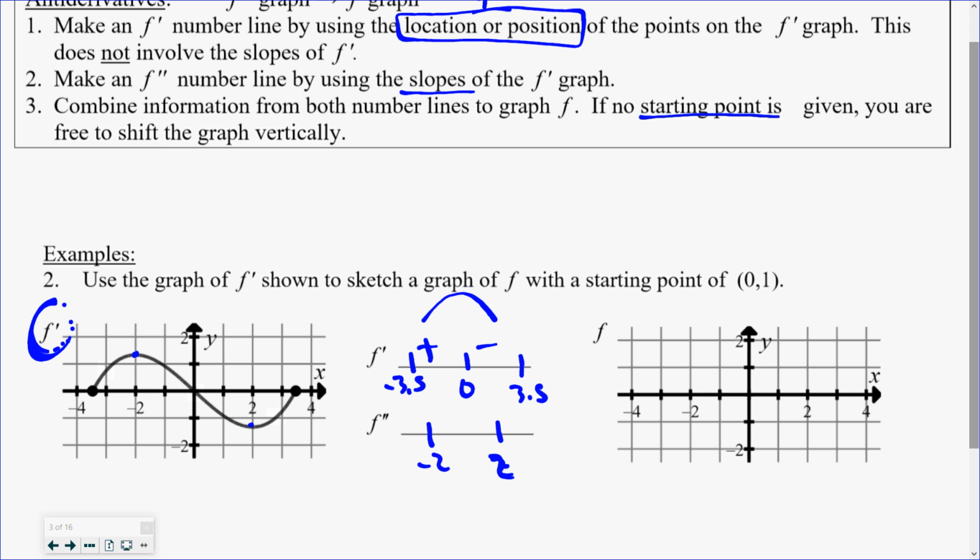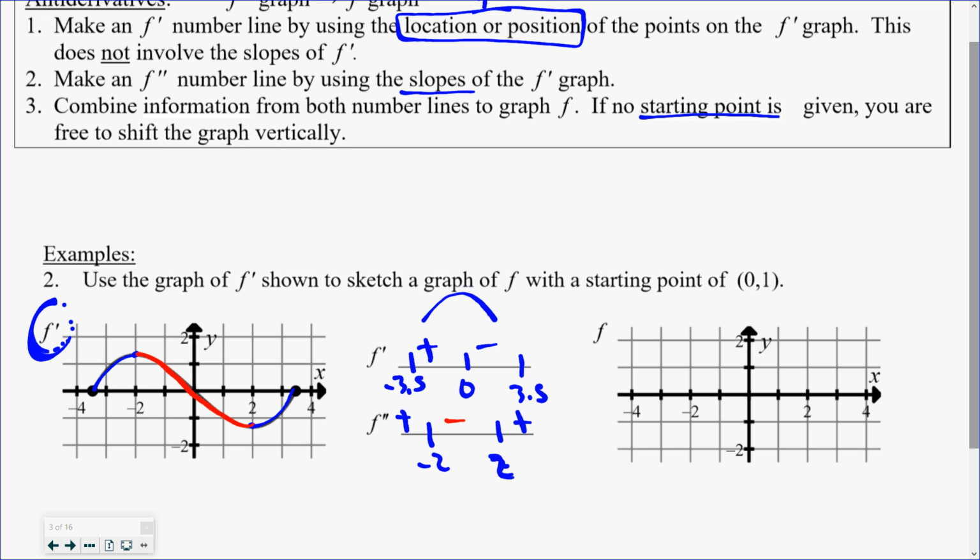Now just look to the left and right, and decide when the slope is positive. To the left of negative 2, the slope is positive. That means my second derivative has to be positive. To the right of 2, the slope is positive. That means my second derivative has to be positive. Between negative 2 and 2, the slope is negative, which means my second derivative has to be negative. Okay, so now I've got this f prime and f double prime number line.